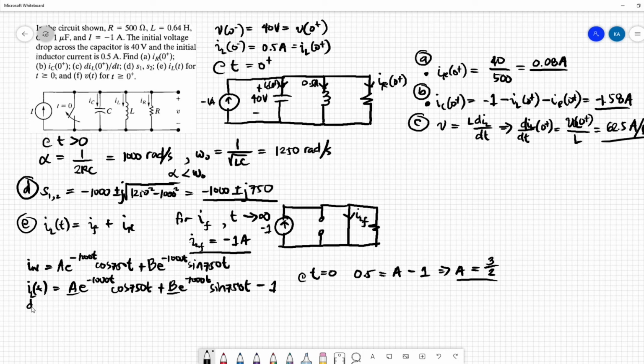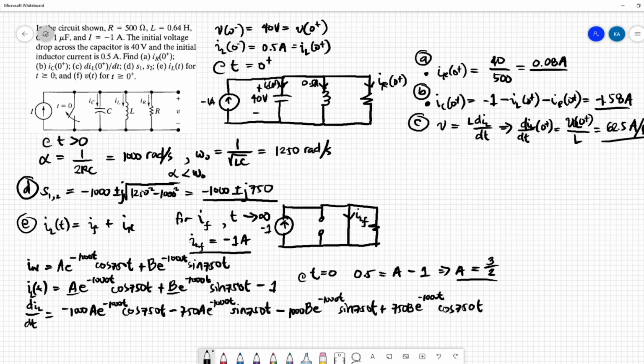Now for getting the value of B, we need to differentiate this equation. dIL/dt at t equal to 0 is equivalent to 62.5. Then plugging in the value of A and solving for B, we have 1000A as 750B. We have B equal to 25 over 12.